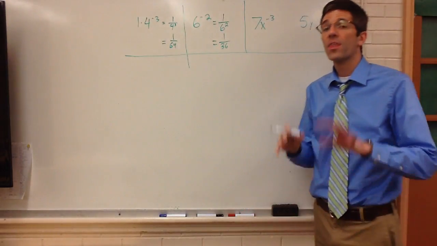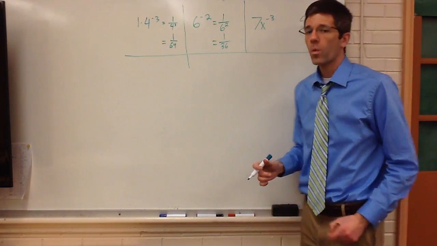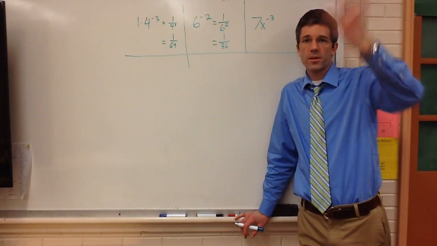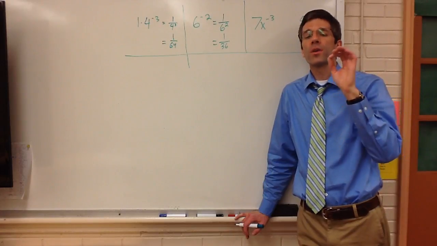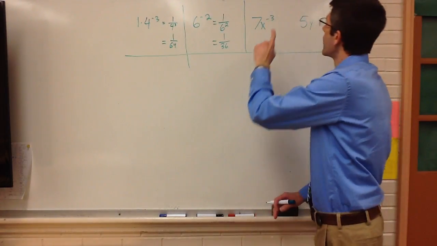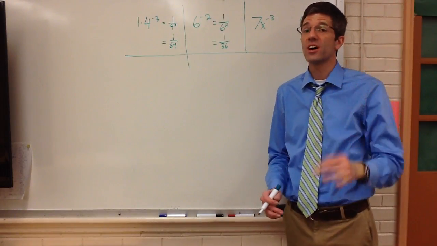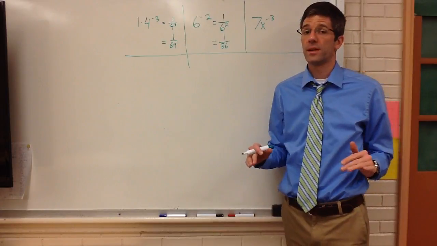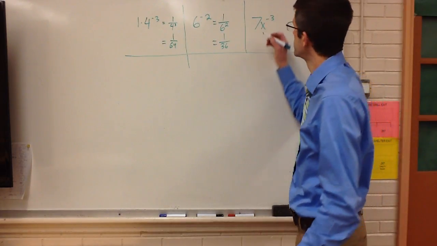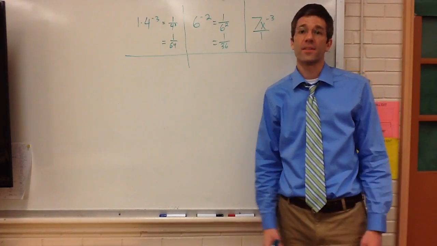Okay. The next one is a little bit trickier. When we do this one, we have to be careful what we move. We only move upstairs, downstairs, numerator, denominator, the thing that has a negative exponent. The x has the negative exponent. The 7 does not move. It stays exactly where it is. Well, where is it? Upstairs. It's already in the numerator.